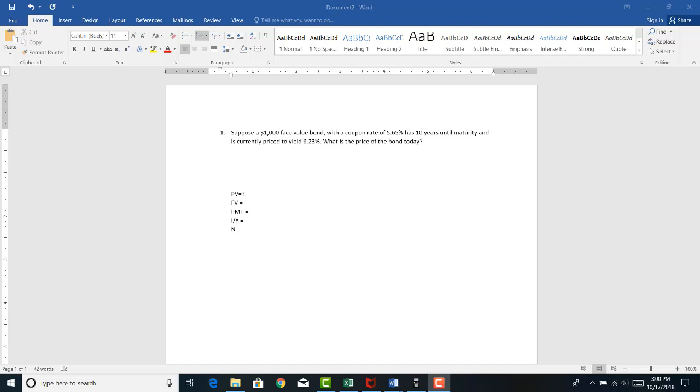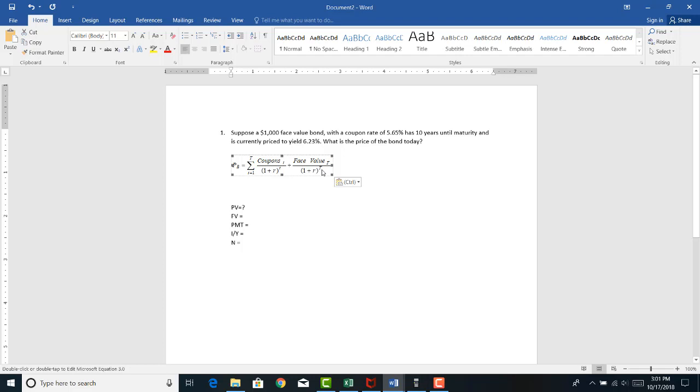A couple of things to note here: recall that the price of the bond is equal to the present value of the coupons of the bond. So these are all of the coupons in present value terms, and I'm going to add up all those coupons plus the present value of the face value of the bond at maturity, where maturity is capital T. Okay, and so we're trying to find the price of the bond.